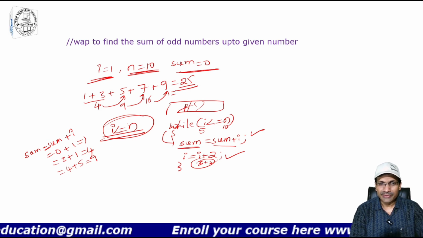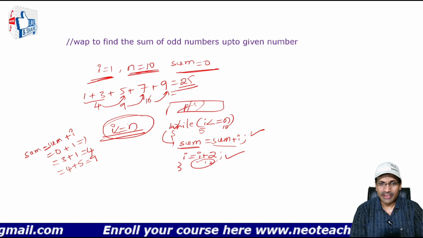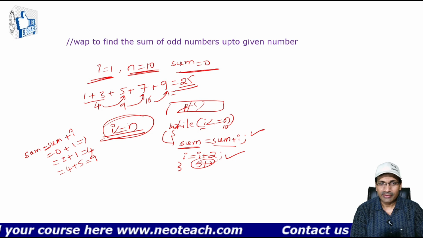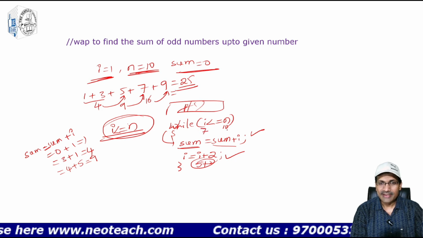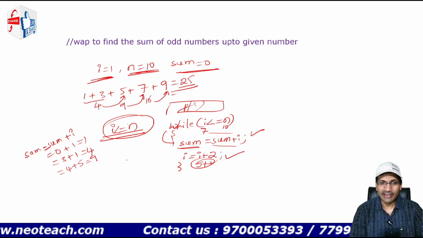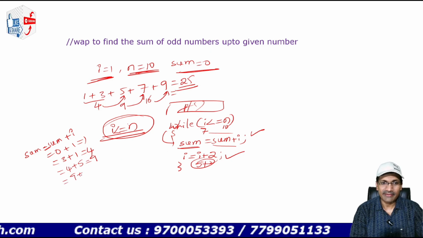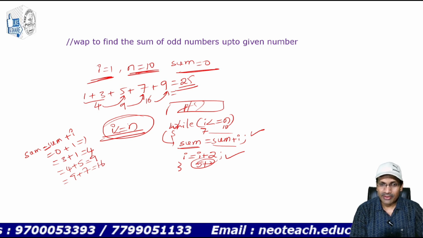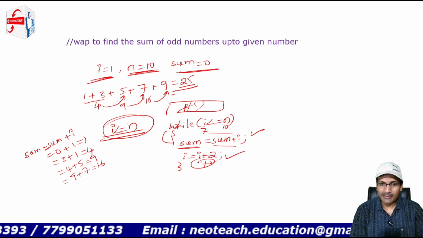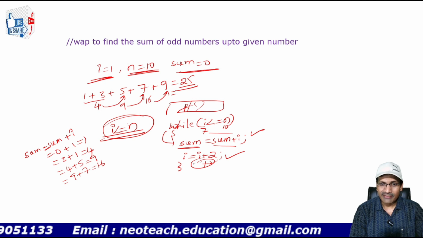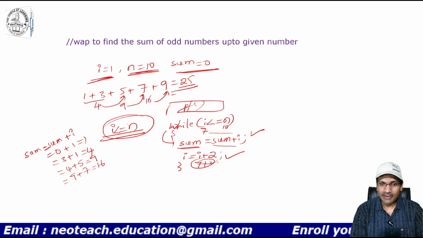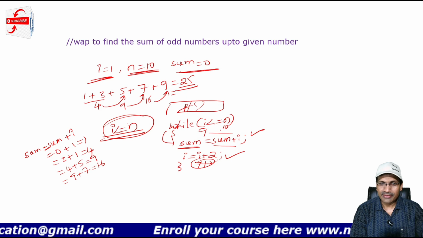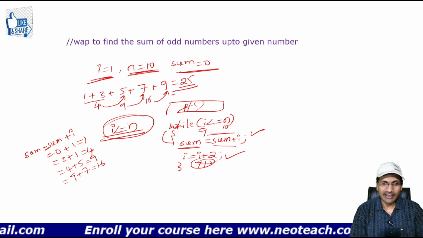Now 5 plus 2 is 7, okay? The 7 is going to check the condition. 7 less than or equals to 10, it's true, so again it is calculated. That value is 9 plus 7, which equals 16. And again the value of 7 plus 2, that 9 is going to check the condition. 9 less than or equals to 10, condition satisfied, so again calculate the summation.